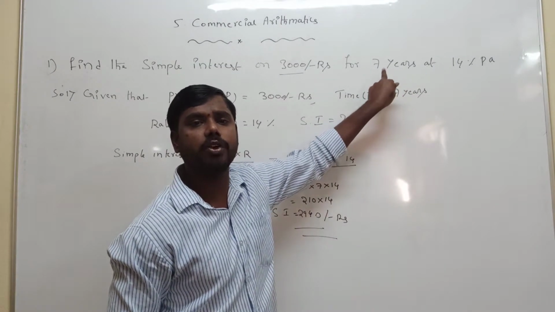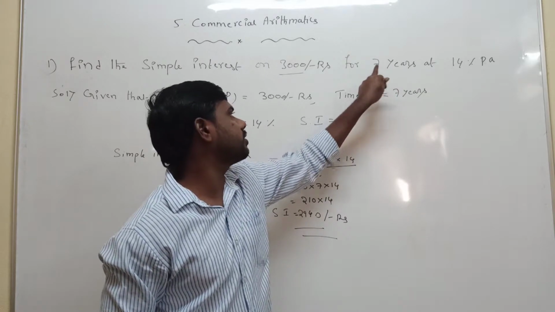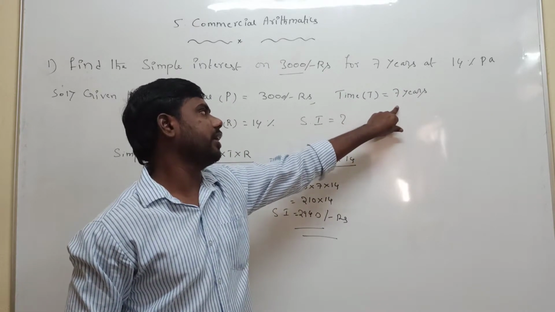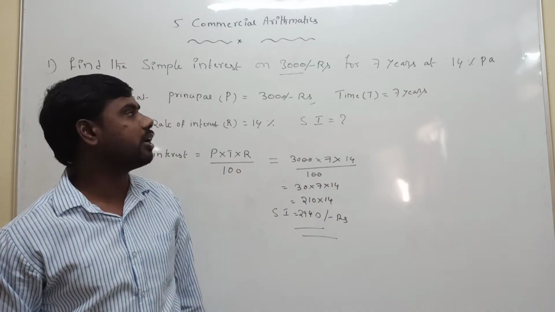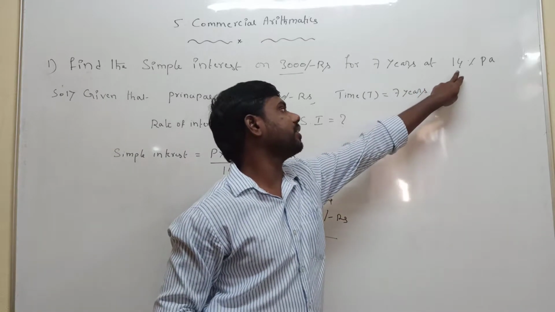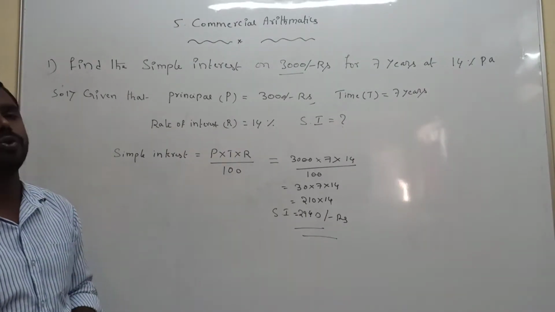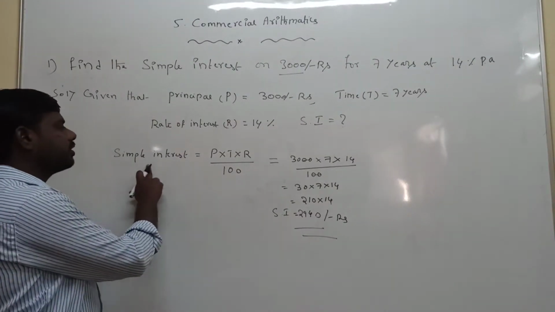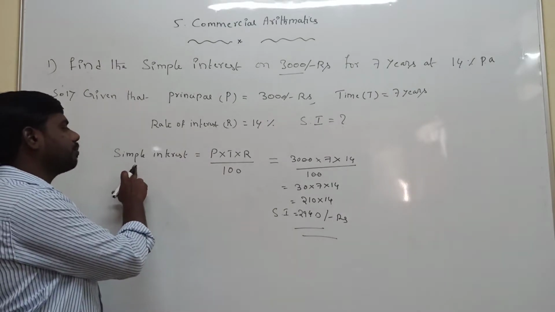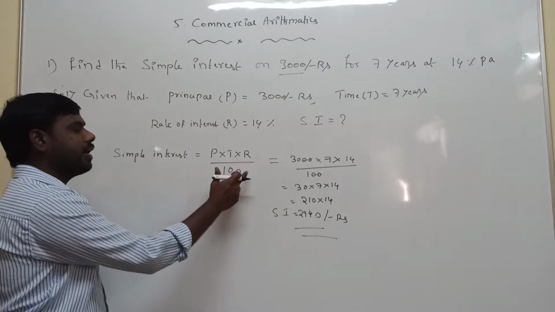7 years. They are given a duration of 7 years, so time T is equal to 7 years. What is the rate of interest given per year? 14%. That's why we are taking the rate of interest R is equal to 14%. We need to find the simple interest, so we apply the simple interest formula, PTR by 100.